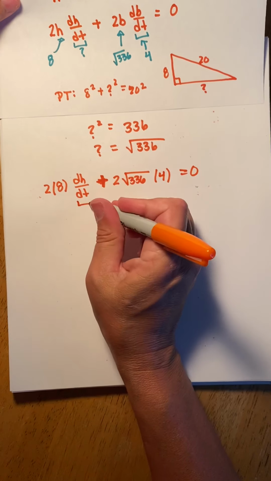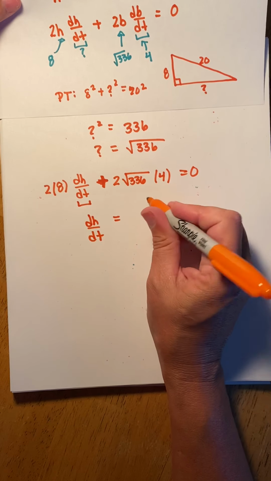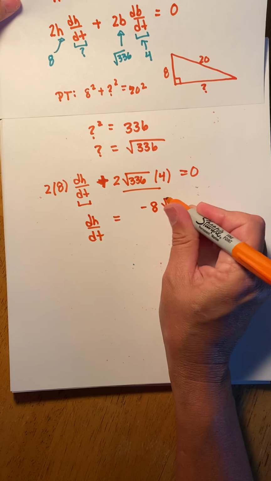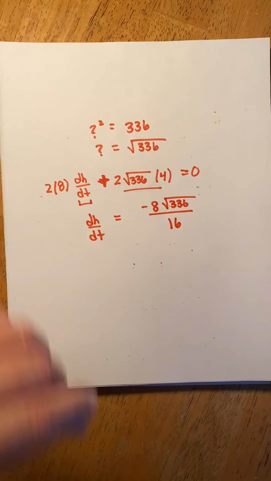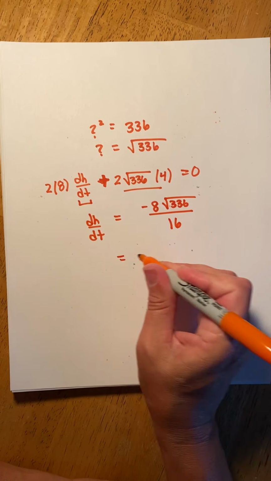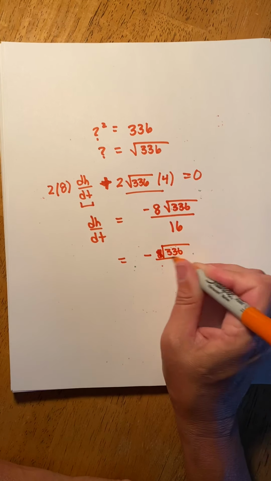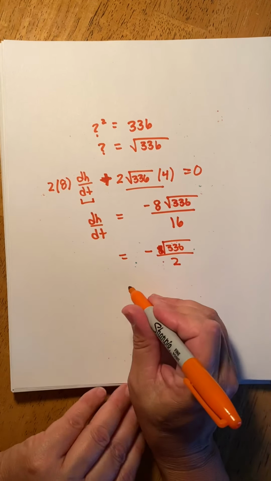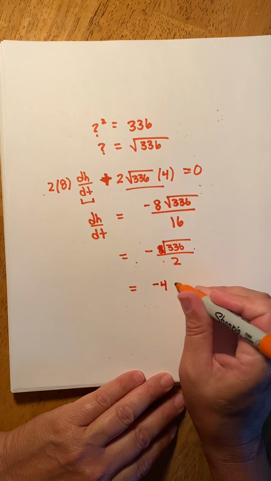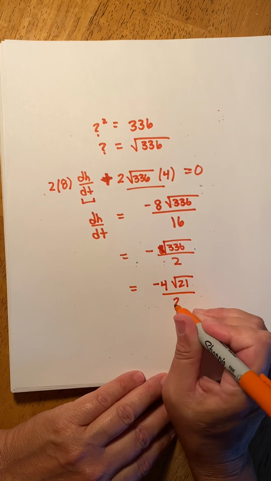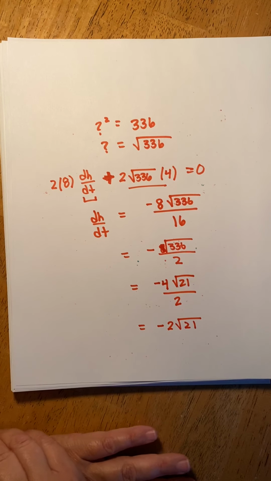Right, now let's solve for dh/dt. I'm going to subtract this from both sides. So we get negative 8 square root of 336 all over, and then I'm going to divide out the 16. So this is equal to negative 8 square root of 336 over 16, which is negative square root of 336 over 2. Now my guess is your online homework will accept this as an answer, but the square root of 336 can also be written as 4 square root of 21. So really the nice simplified exact answer is -2 square root of 21.